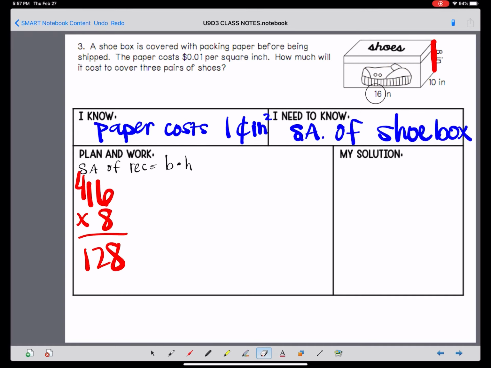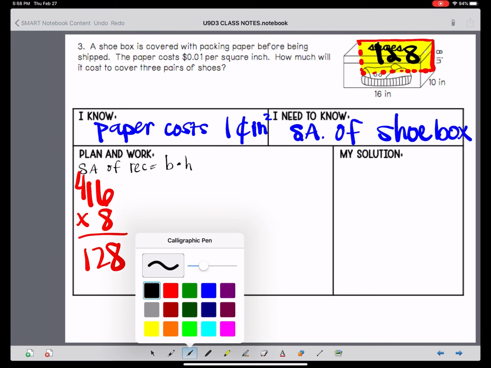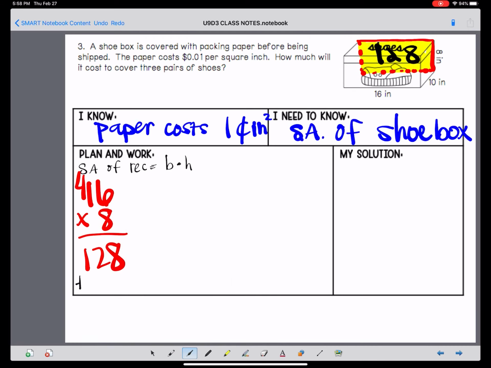I'm going to show you something. If you were to draw some lines, you would see that there's also a back panel back there. That is also going to be the same exact size as the front. You just can't see the back of the shoebox, right? So the back is also going to be 128 inches squared. So let's add that to it. I'm going to say 128 plus 128. Let's see what that gives us. I got 256 so far.